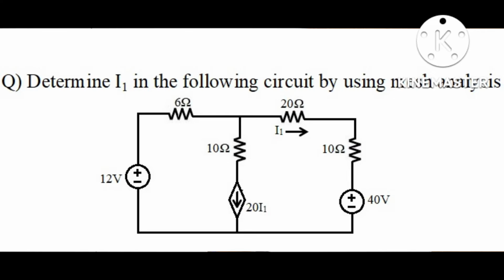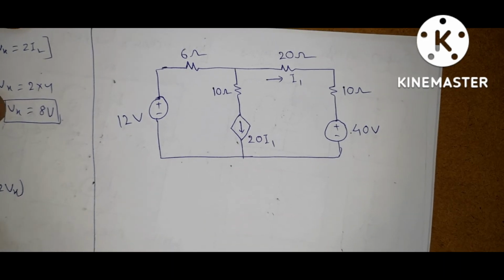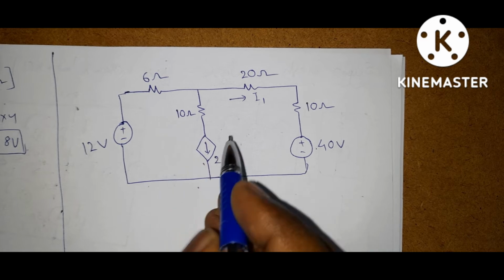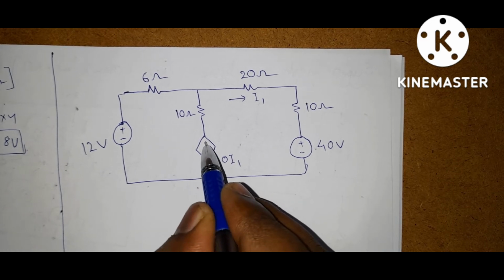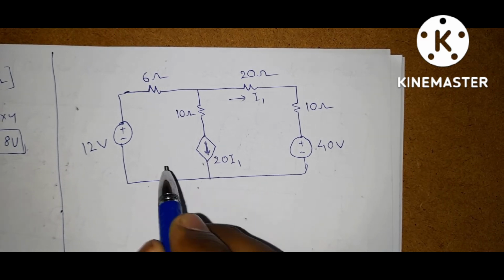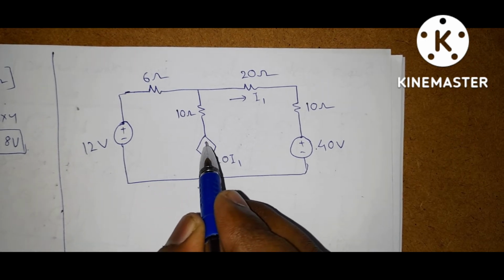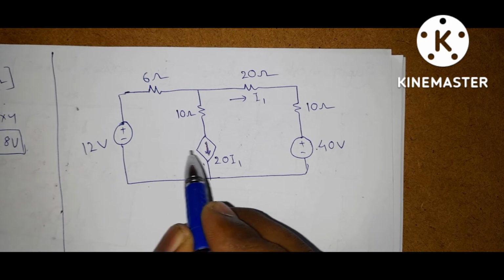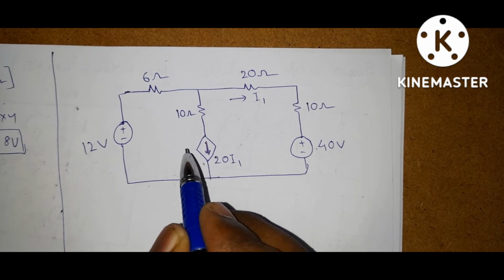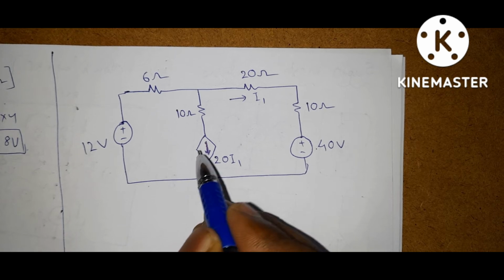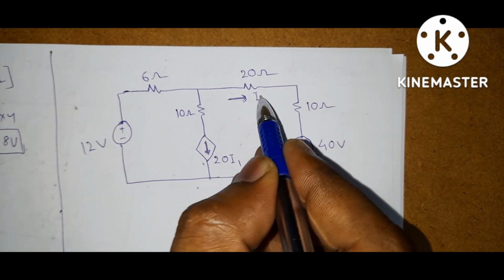Next question is: determine I1 in the following circuit by using mesh analysis. This is the given circuit. Here in between these two meshes we have a dependent current source, so we need to apply the supermesh technique. Whenever there is a dependent or independent current source in between two meshes, we should apply the supermesh technique.